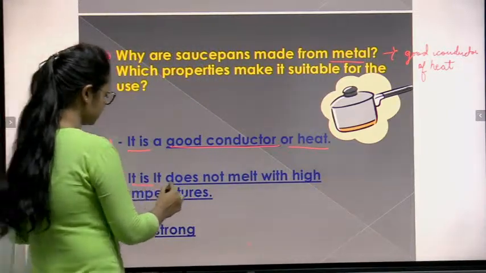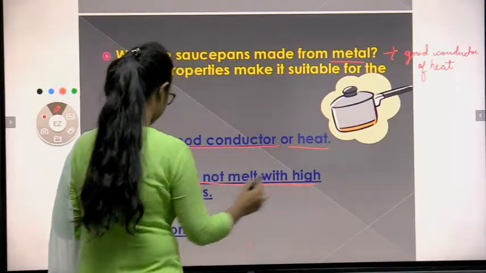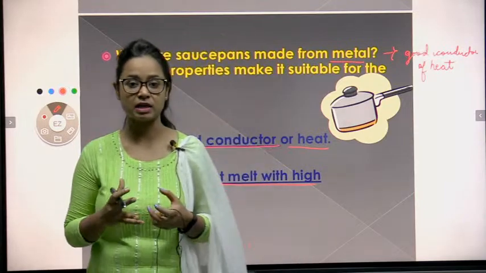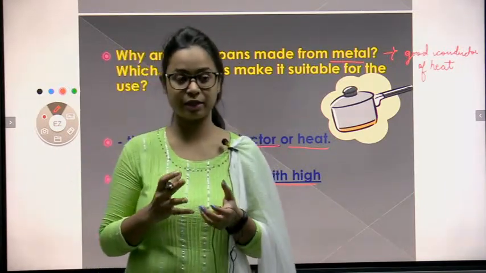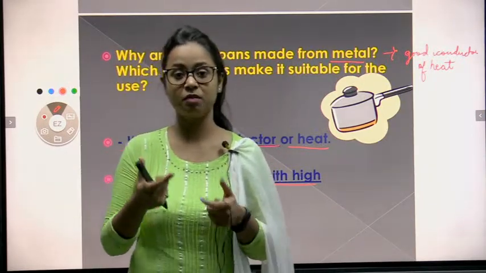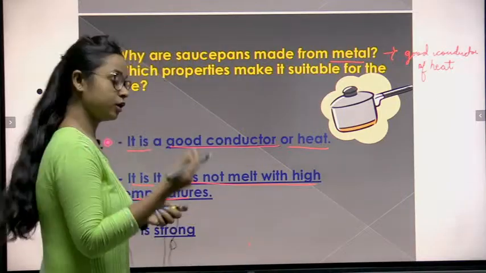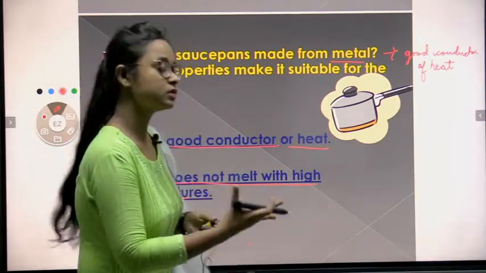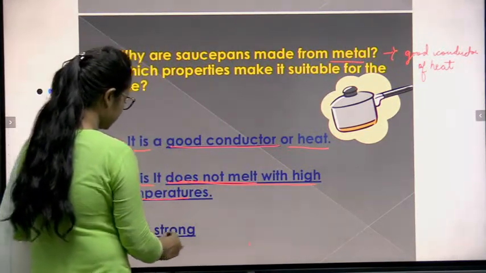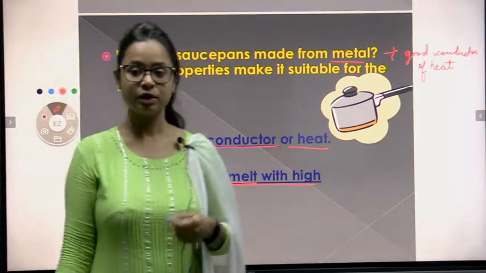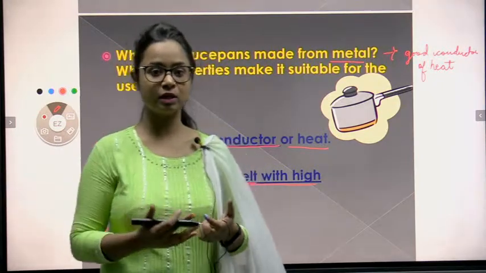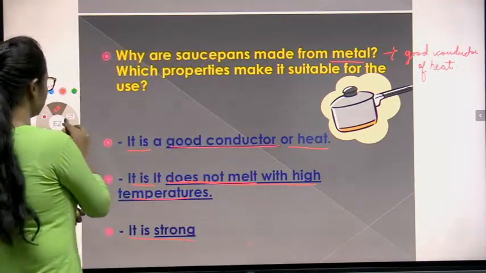Secondly, it does not melt at high temperatures. For example, if we use plastic utensils, what will happen? If we start raising the temperature, it will start melting, the utensil will start melting. So that's why we use metals. It does not melt at high temperature. Secondly, it is strong. There are so many other properties, for example, soluble and insoluble materials. Now, what is a soluble and insoluble material?